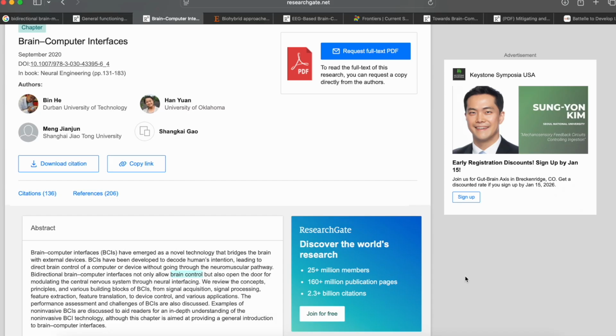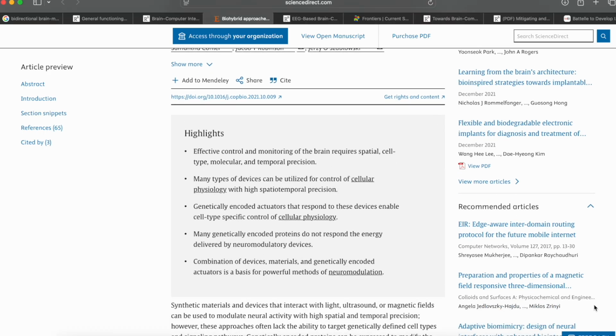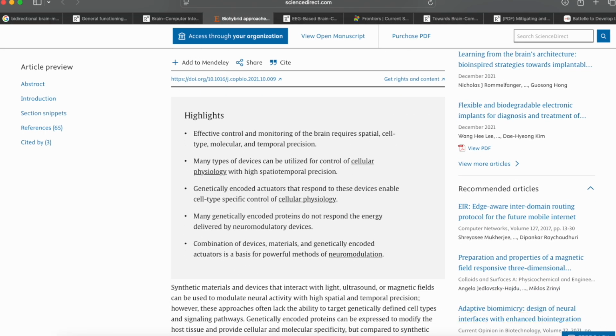Let's go over here to Science Direct, and we're going to read Biohybrid Approaches to Interface with the Nervous System, the Best of Both Worlds. Effective control and monitoring of the brain requires spatial, cell type, molecular, and temporal precision. Control and monitoring of the brain.